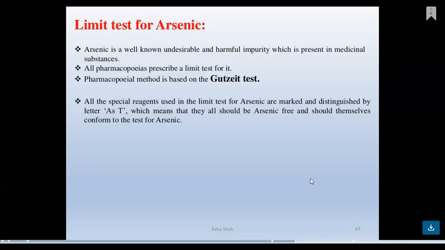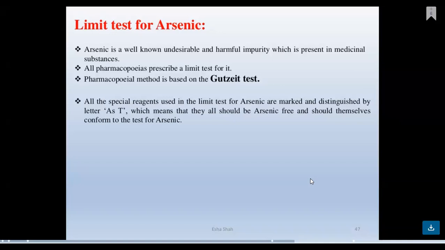All the special reagents used in limit test for arsenic are marked and distinguished by a letter, that is AsT. That means whatever reagents we are going to use for performing the limit test for arsenic, they are labeled as AsT. So what does AsT mean? It means that they should all be arsenic free. That is, the reagent should not contain arsenic and should themselves conform to the test for arsenic.